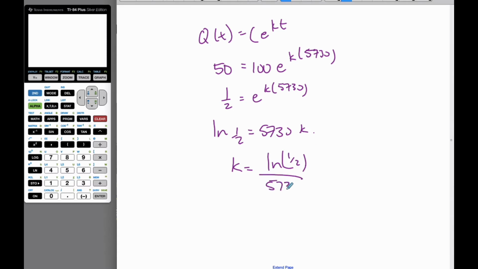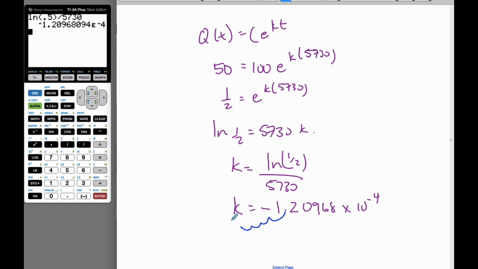And so k will be the natural logarithm divided by 5,730. So if I go natural logarithm of 0.5 divided by 5730, enter, here is my k value. My k is equal to negative 1.20968 times 10 to the minus 4, which means if I take my decimal and go 1, 2, 3, 4, it's negative 0.000121.